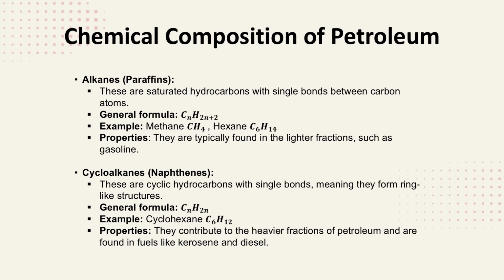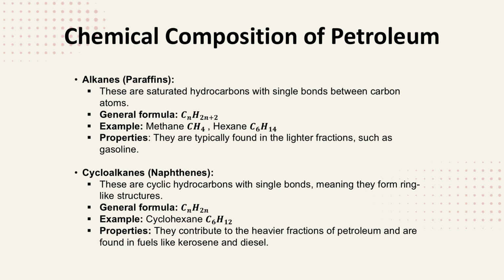Petroleum is composed mainly of three types of hydrocarbons. Alkanes, or paraffins: these are saturated hydrocarbons with single bonds between carbon atoms. They typically exist in the lighter fractions like gasoline.